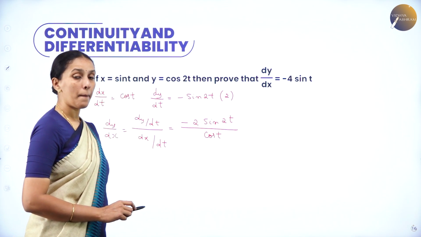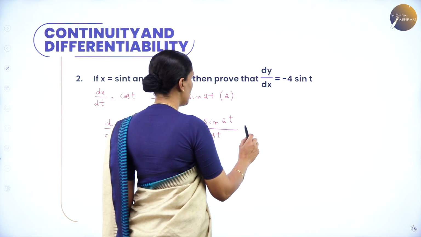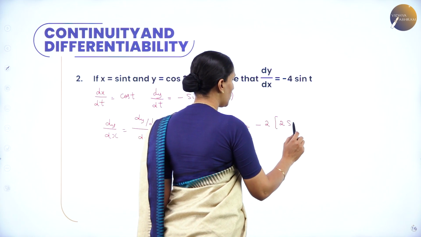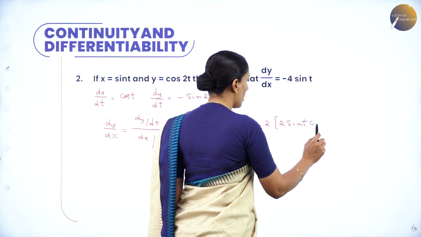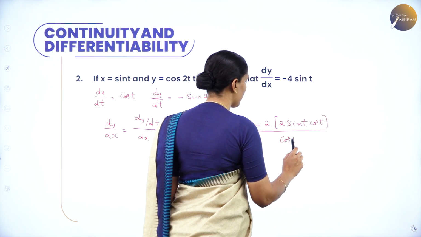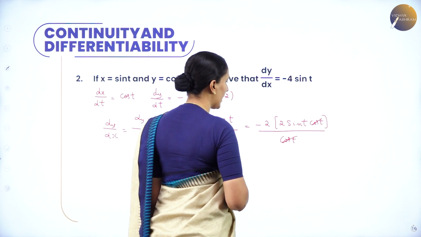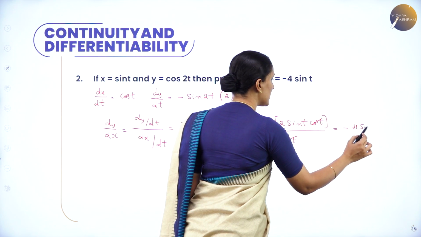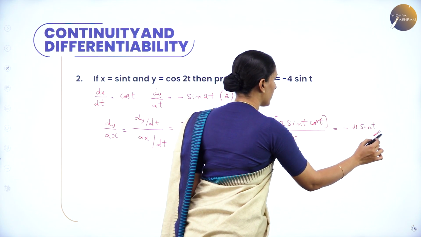And again using multiple angle formula, minus 2 sin 2t can be written as 2 sin t cos t whole divided by cos t. Cos t gets cancelled. Minus 2 into 2 becomes minus 4 sin t.